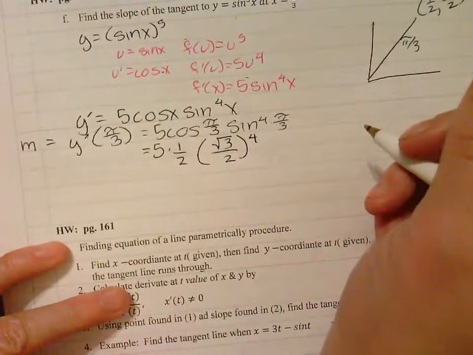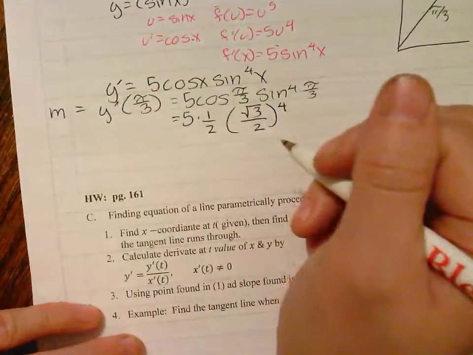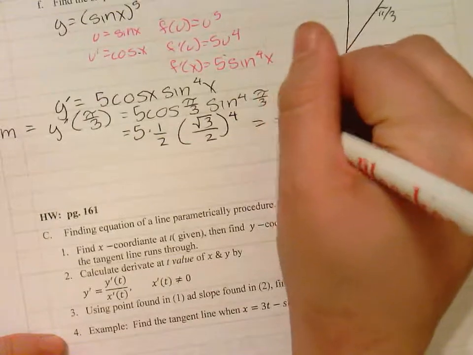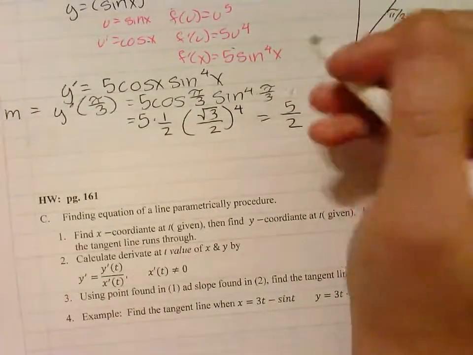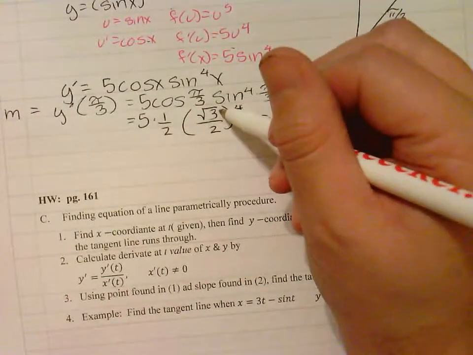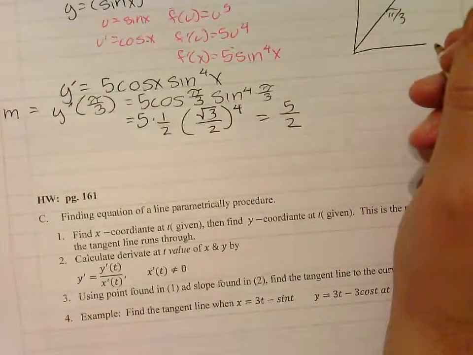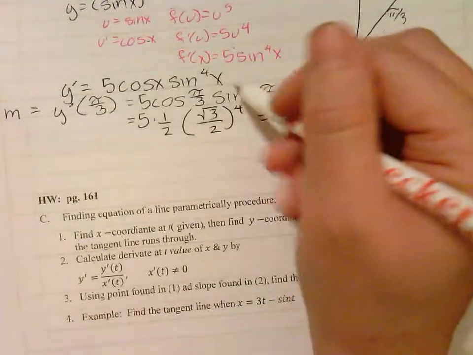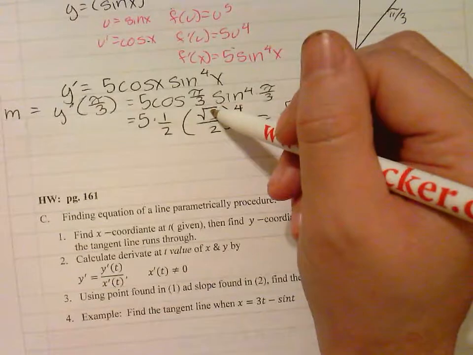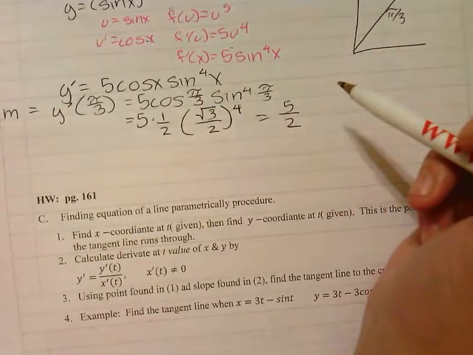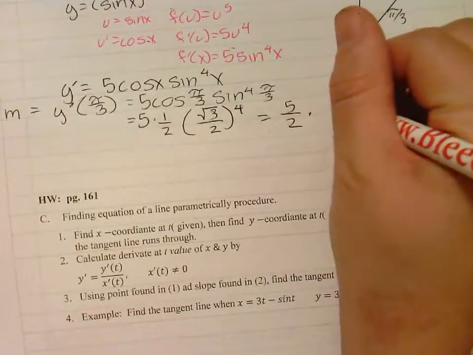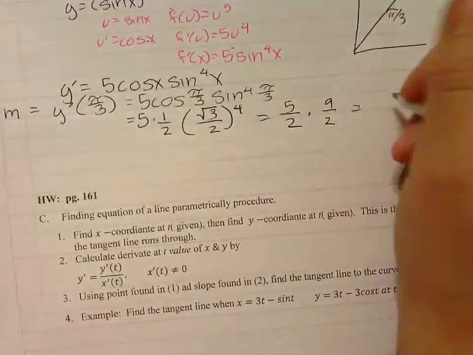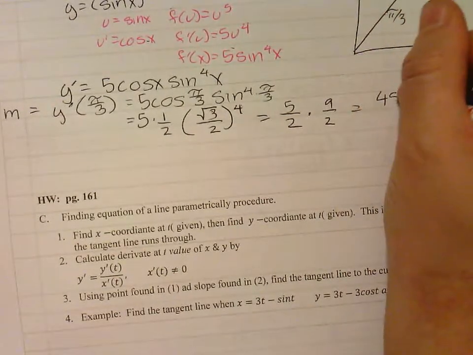Okay. So we're going to get 5/2 times, that's going to be 9. If you're not sure, you're doing 3 to the 4 over 2, which is 3 squared, which is 9, which is 45 over 2. That's the slope.